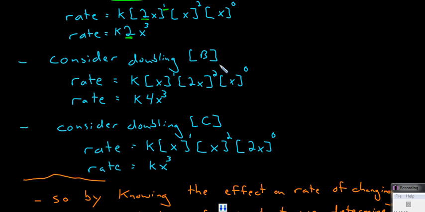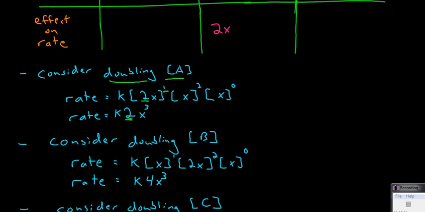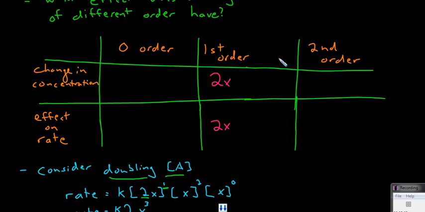Consider doubling the concentration of B, this reactant, which is to the second power, or second order. By doing that, you see that the rate would be equal to K times 4x cubed. This is 4 times bigger than our original simple case. We can see that by doubling the concentration of a reactant, which is second order, will actually quadruple the rate.